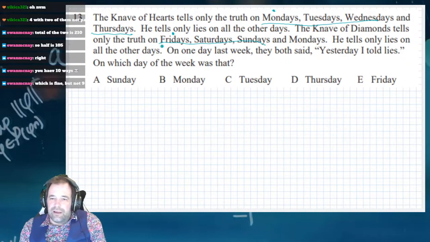So I think it's Friday, because they both tell the truth on Mondays, and they can't both be telling the truth there. So I think it's Friday. Yes, this is: one day last week, they both said, yes, I told lies. On which day of the week was that? I think this question is asking what day have they said it, not what day did they tell lies. But I think they mean that the answer is Friday.